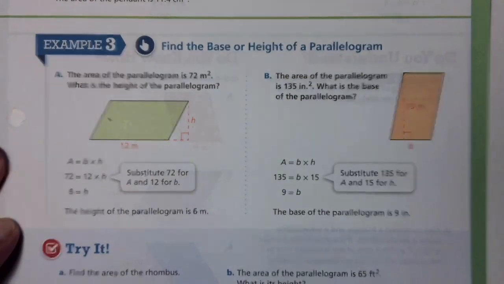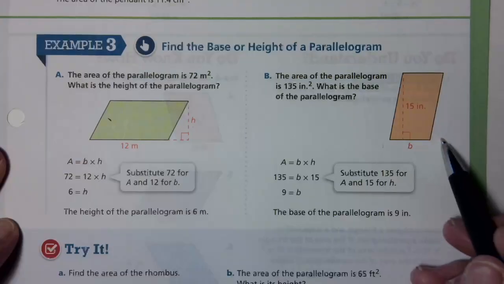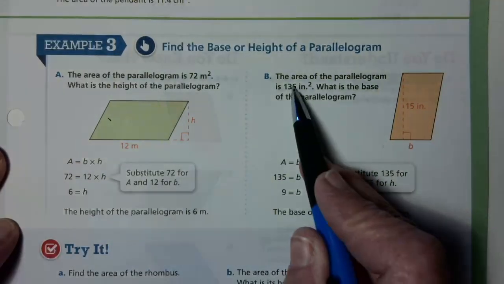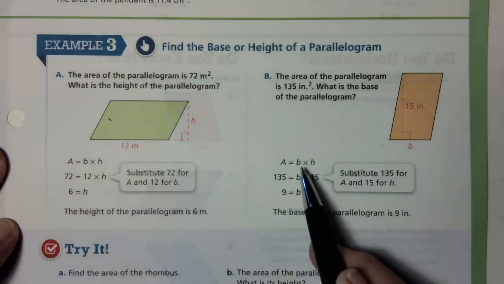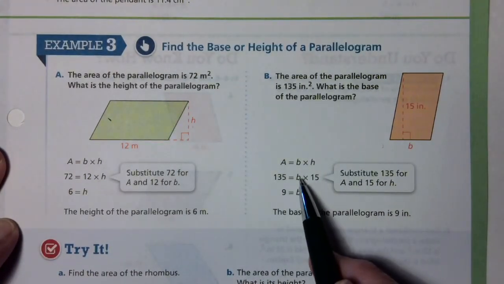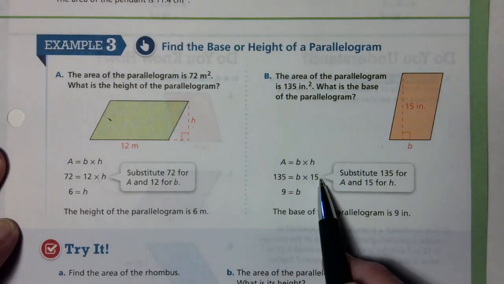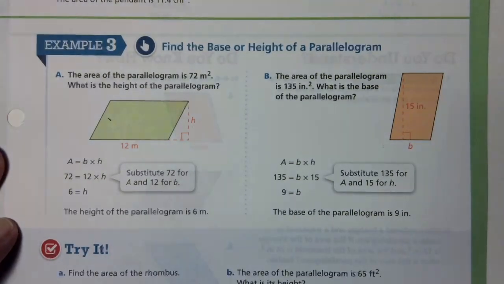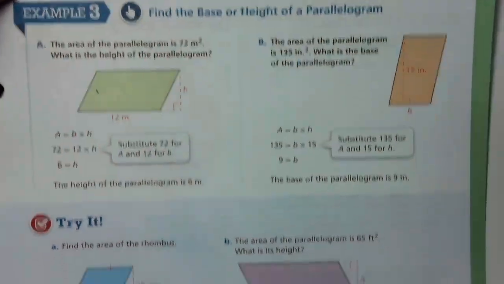A simple one-step equation. Okay, so over here, we're missing the base, but we have the height and we know the area. So we're going to put 135 in for the area. We're going to leave B. The height is 15. So we have 15 times B equals 135. So we're going to divide both sides by 15. And that gives us a B of 9. The base is 9. Okay, one-step problems.